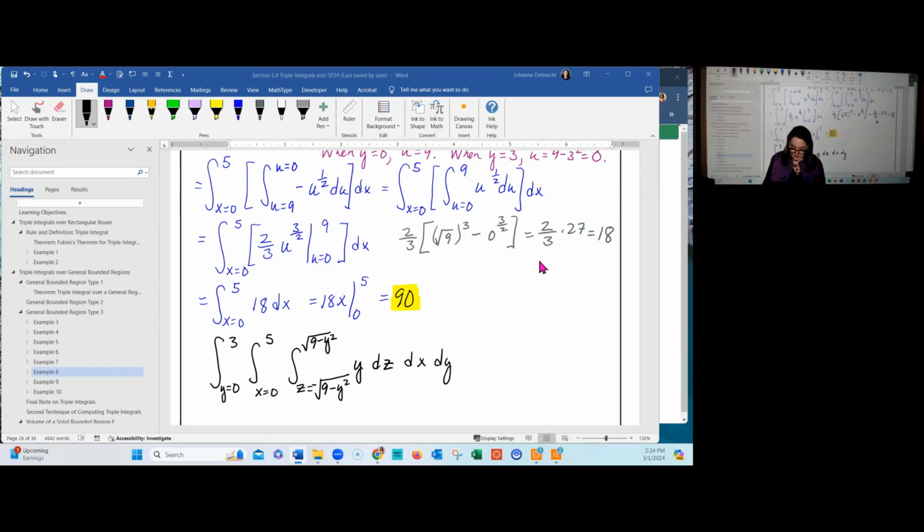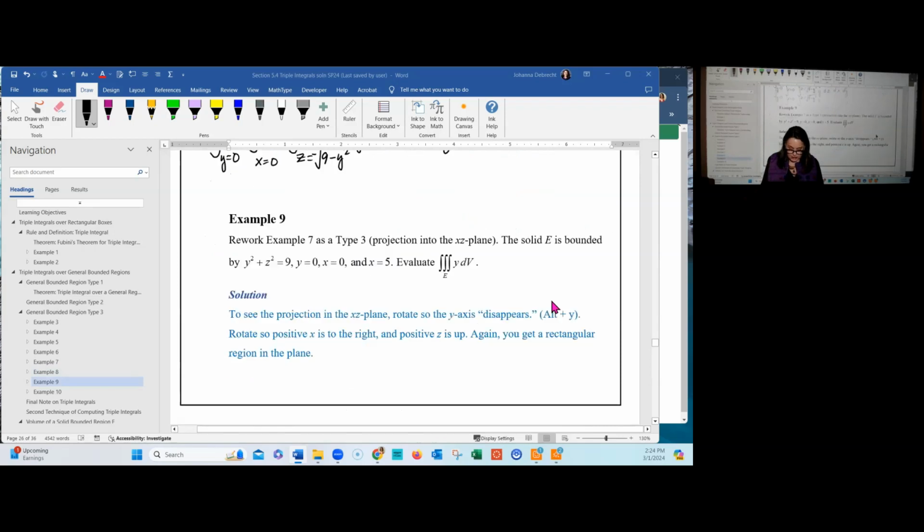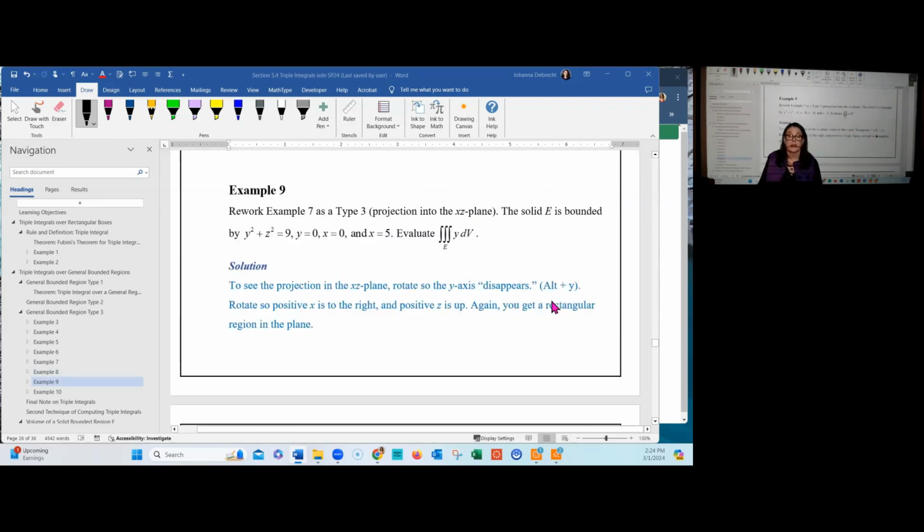Let's take one more look at the same one. We've done now 4 different orders of integration, and we have one left to do, which is treating it as a type 3. In a type 3, we want to project into the xz plane, which means our flashlight is shining along the y-axis. Again, x out towards us, z up, y to the right and to the left. So the flashlight is on the y-axis, casting the shadow into the xz plane. So what would it look like if we do that?